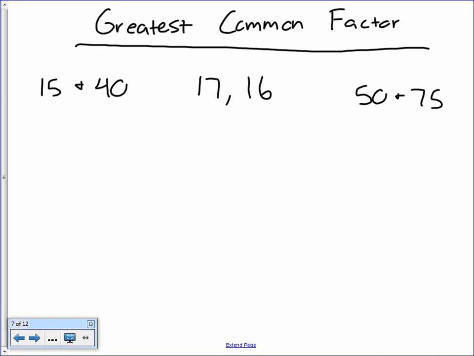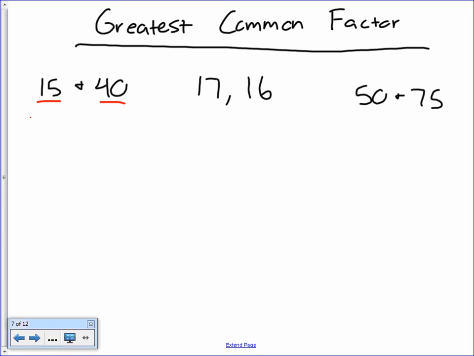Some of you might be able to just do it in your head and say, well, let's just see what numbers divide both of those, and then what is the biggest one. Now, a pretty straightforward way of doing this is just look at the numbers separately, so 15 and 40, and see what numbers divide 15 and 40. And then we'll look to see which ones they have in common.